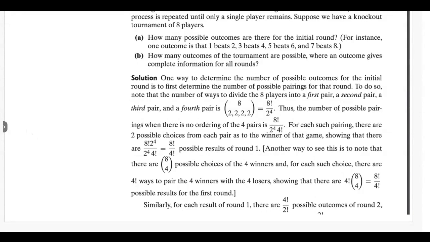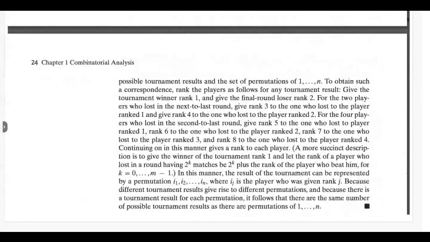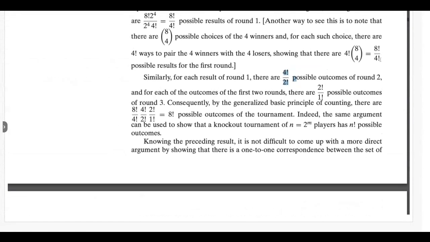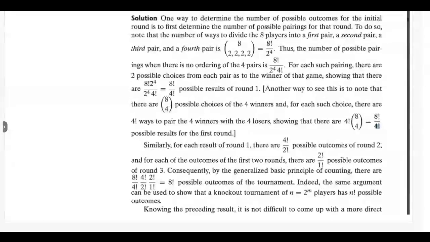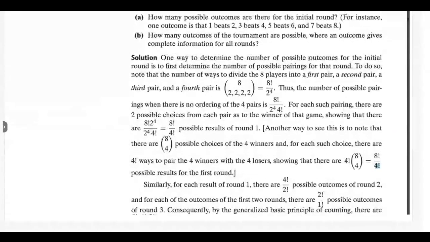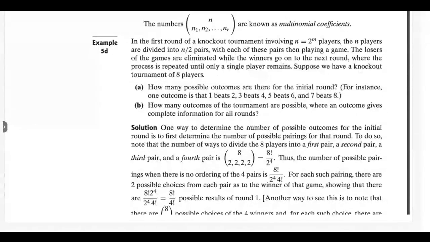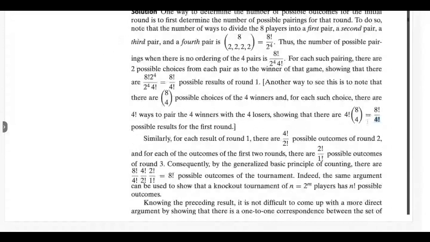Okay, let's see. The second question is asking for all rounds. Similarly, for each result of round 1, there are 4 factorial divided by 2 factorial possible outcomes of round 2. Because here we're pairing A factorial divided by 4 factorial, because we have A players, and we want to group them in 2, pair in 2. So we have 4, so A factorial divided by 4 factorial.